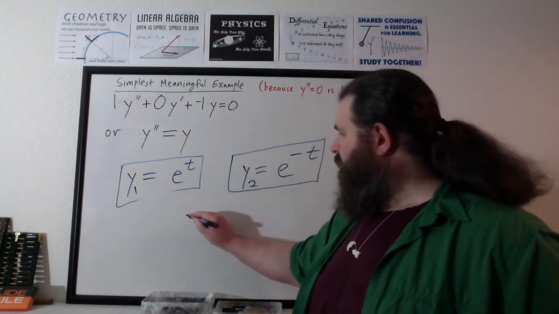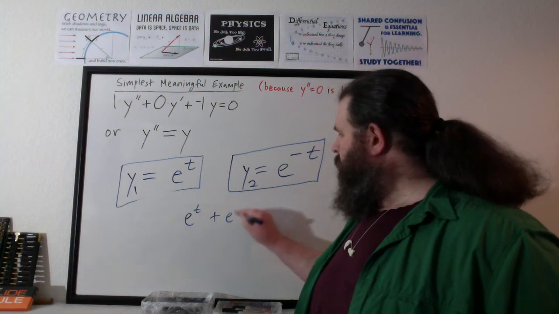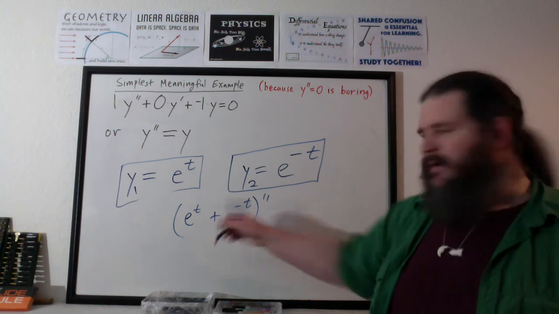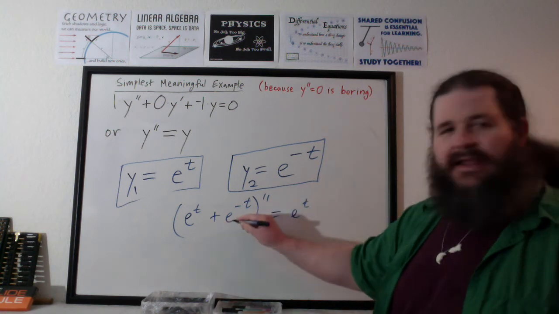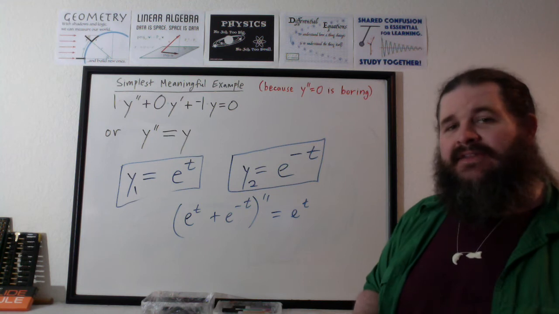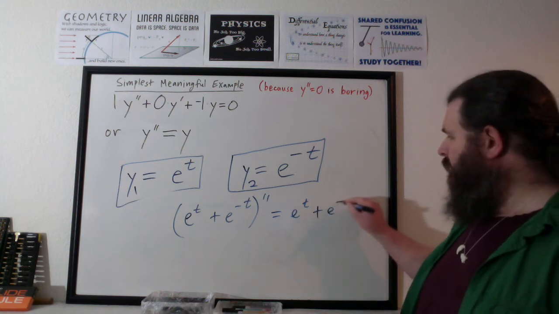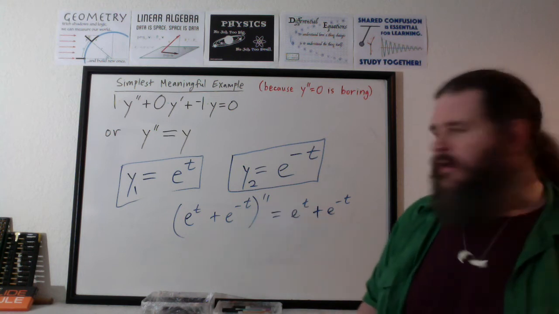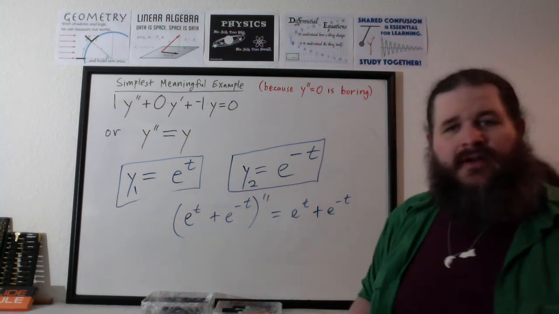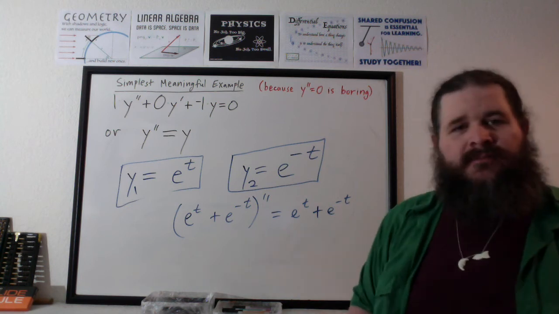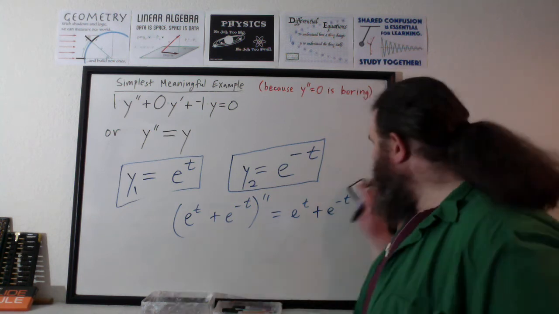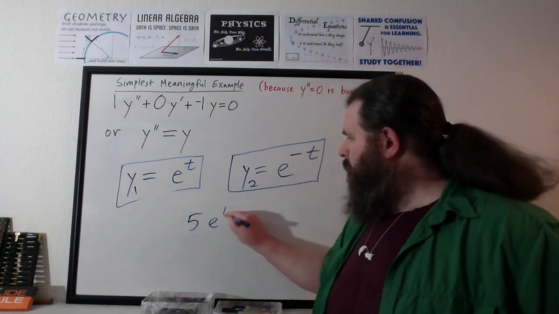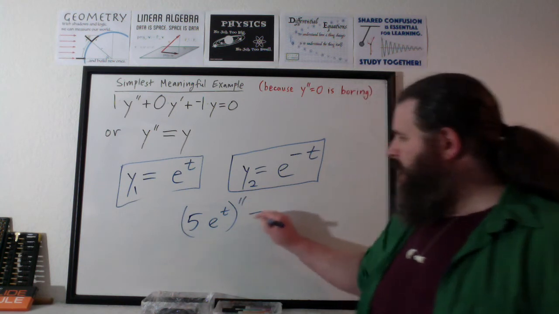If we add these functions and take the second derivative, e to the t becomes e to the t, e to the negative t becomes e to the negative t, and then positive e to the negative t. So once again we have this function's second derivative equals this function itself. So if you add together two functions that are both solutions, you get another function that's a solution. Also, if you multiply one of these by some scalar, let's say you take maybe 5 times y1, and take the second derivative.